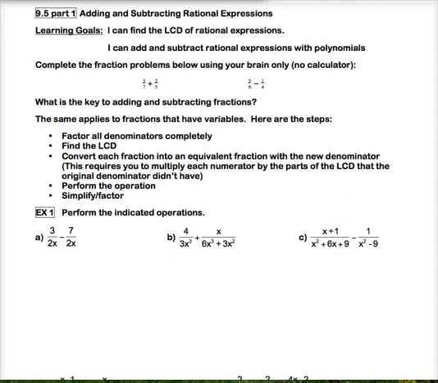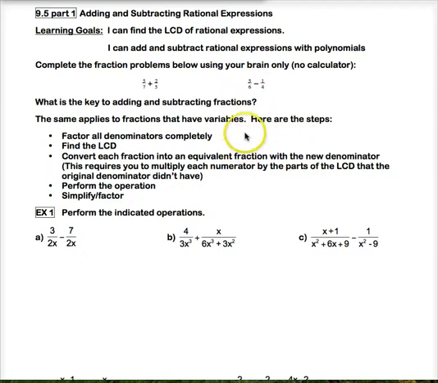All right, so in our last lesson, we reviewed how to factor and use that to simplify, multiply, and divide rational expressions. Today, we are going to talk about adding and subtracting rational expressions. So, two learning goals. We want to be able to find the LCD of rational expressions. And then we want to be able to add and subtract rational expressions with polynomials. Remember that rational just means can be written as a fraction.